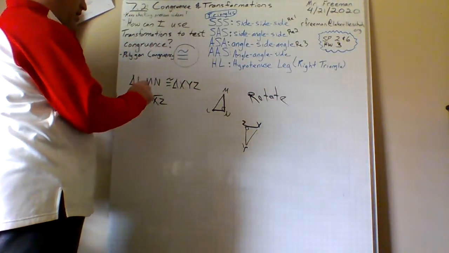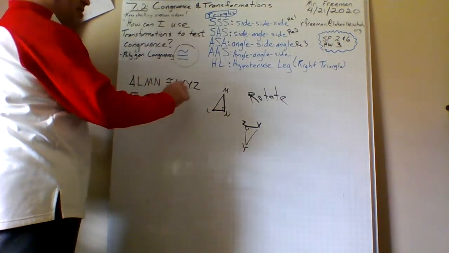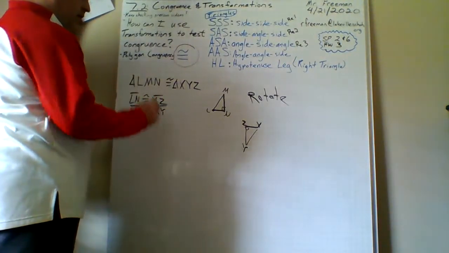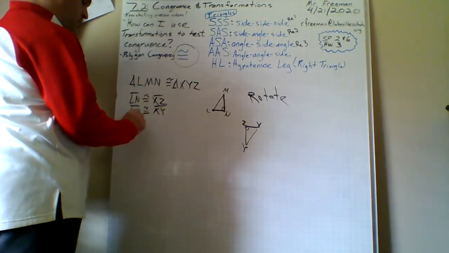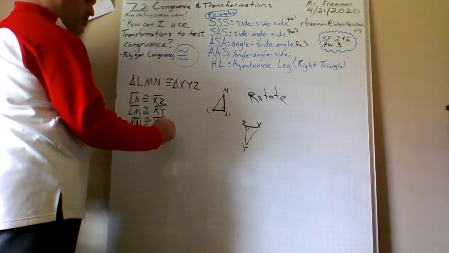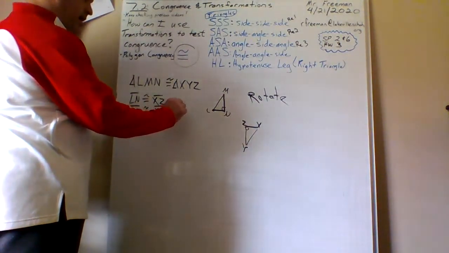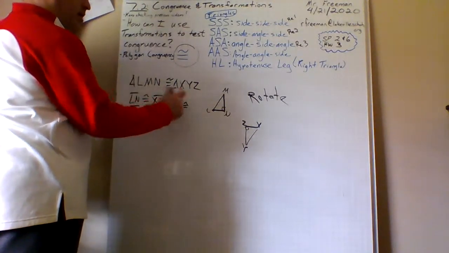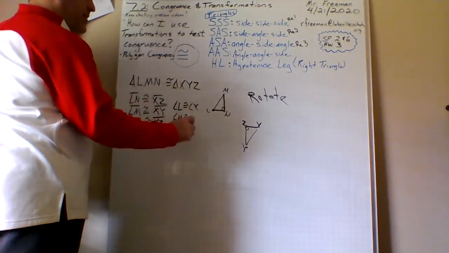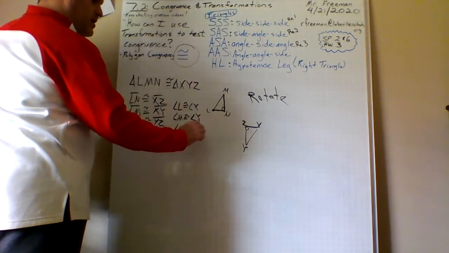If I did, say, LM, that guy, LM should be the same thing as XY. And then MN should be the same thing as YZ. And you can check that in your drawing. But to speed things up a tiny bit, I just use this to say them all. And you can do the angles. Angle L must be congruent to angle X. Angle M must be the same as angle Y. And angle N must be the same thing as angle Z.